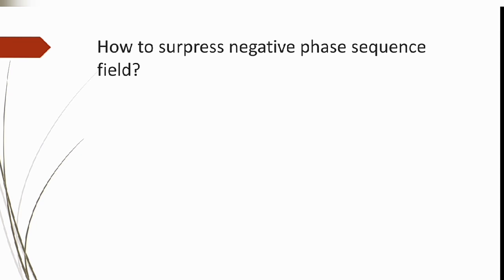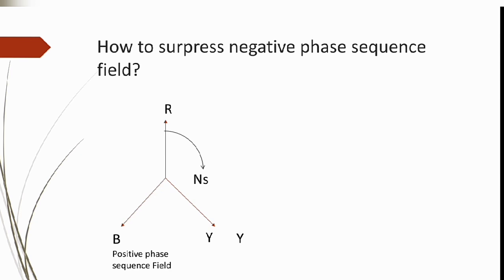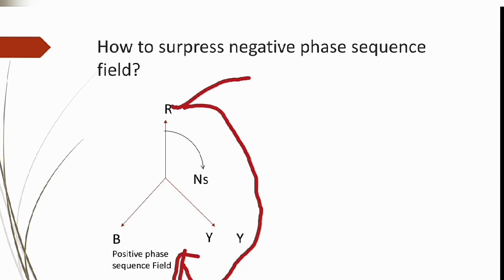So, in case of instability, how do we suppress the negative phase sequence? First of all we have to see what the positive phase sequence, negative phase sequence and zero phase sequence are. This is the positive phase sequence. Here the sequence is R Y B, and it is in the same direction as the rotor, so it is clockwise.